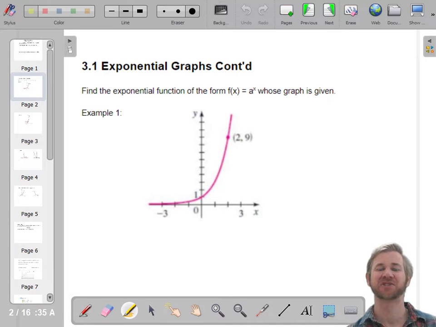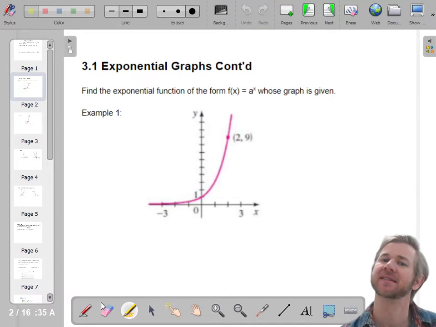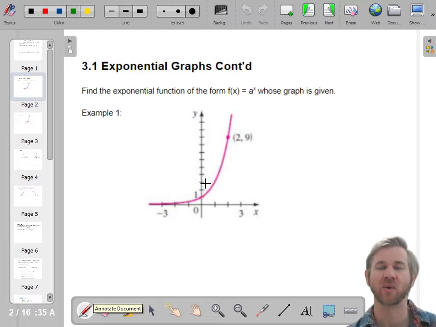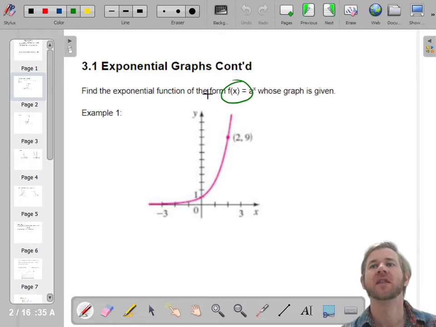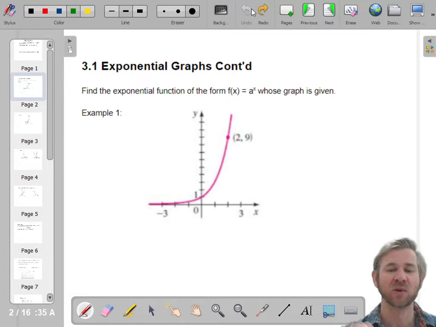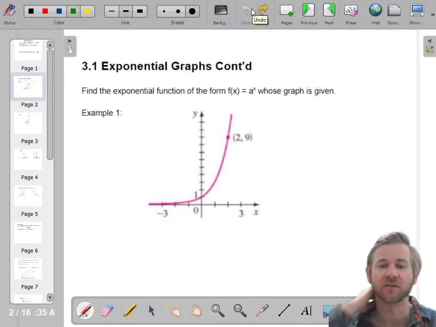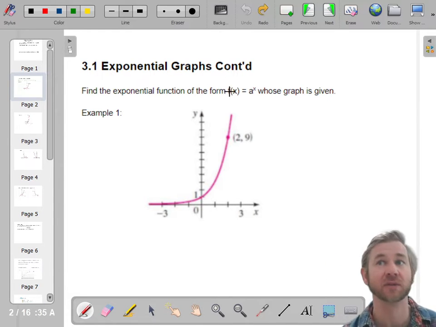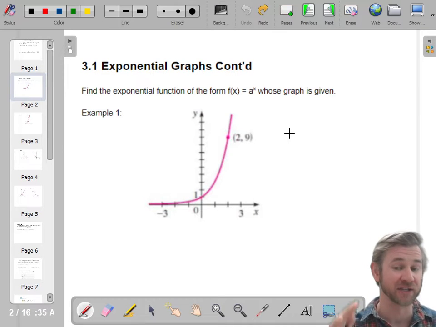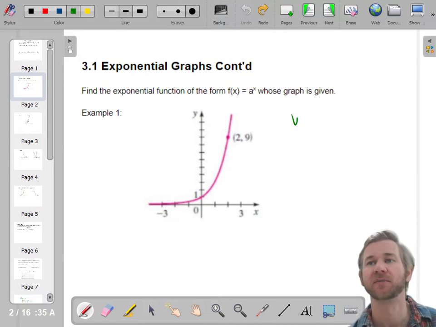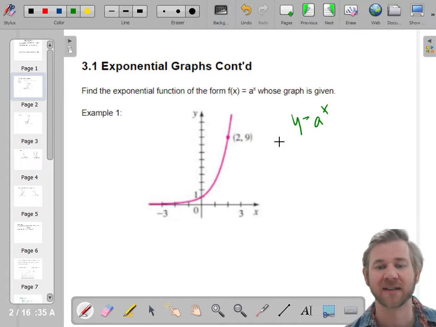Hello everyone, let's graph some exponential functions and see if we can write an equation that goes with them. The first thing you need to realize is that I will give you the structure of the function that I'm asking you to find. Whatever it looks like, it's going to look like f of x equals a base to a power. So if it helps, think of it as y equals a to the x. Fine, it's input output, it's not a big deal.